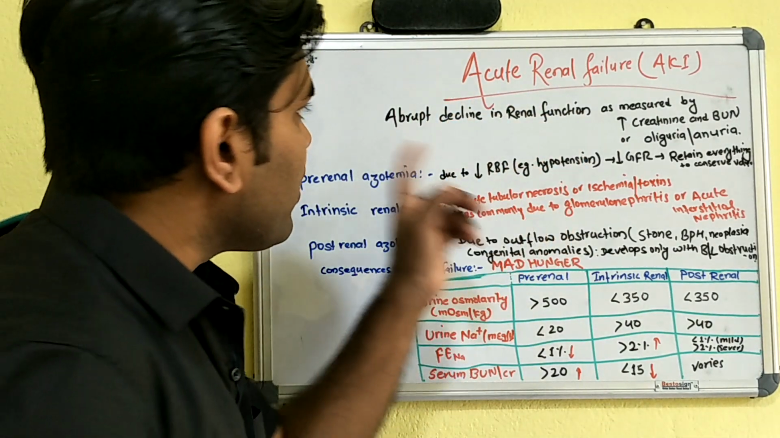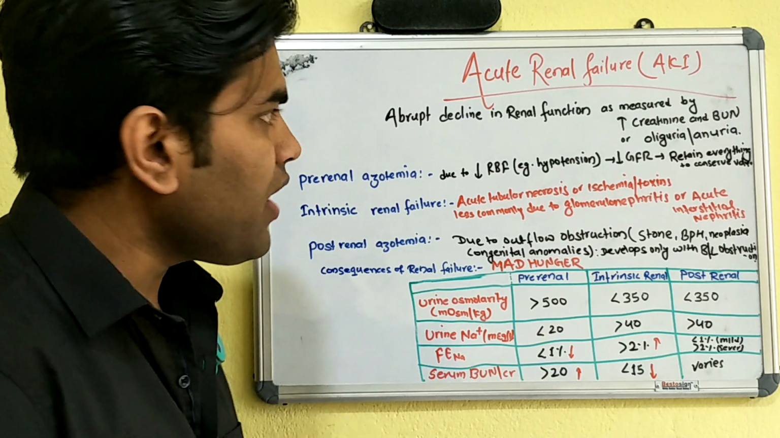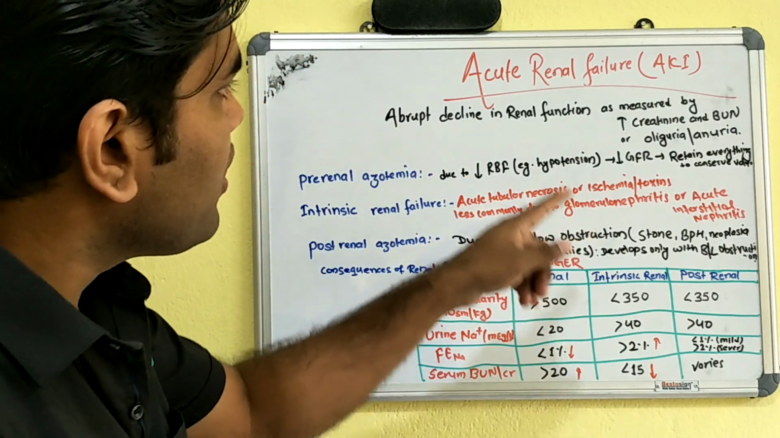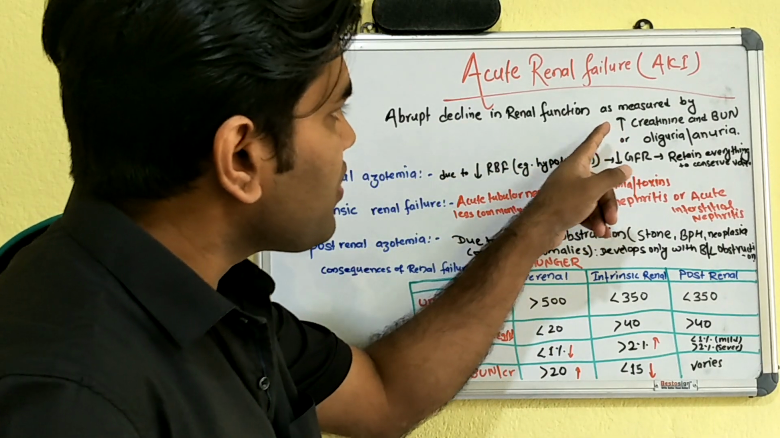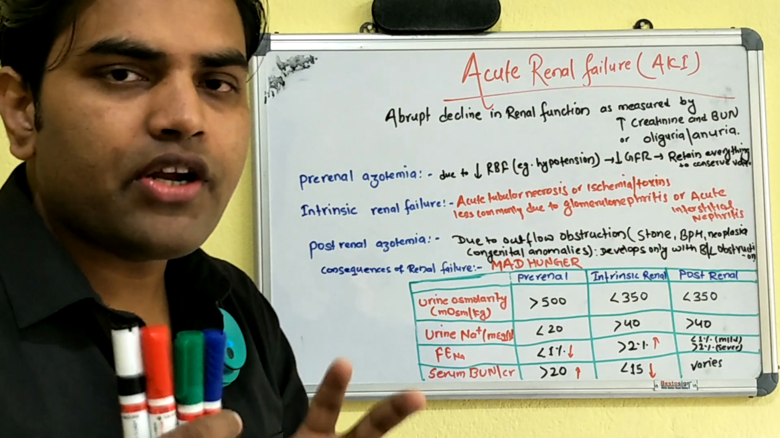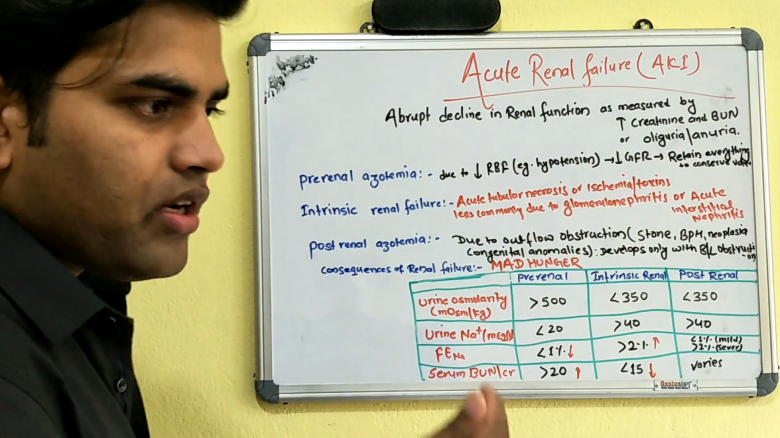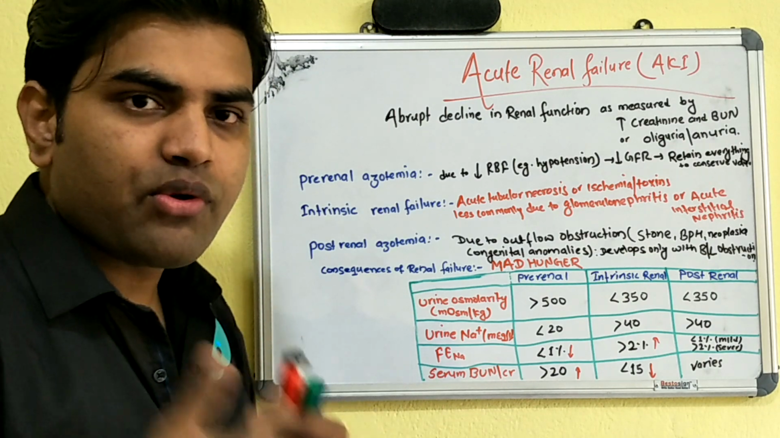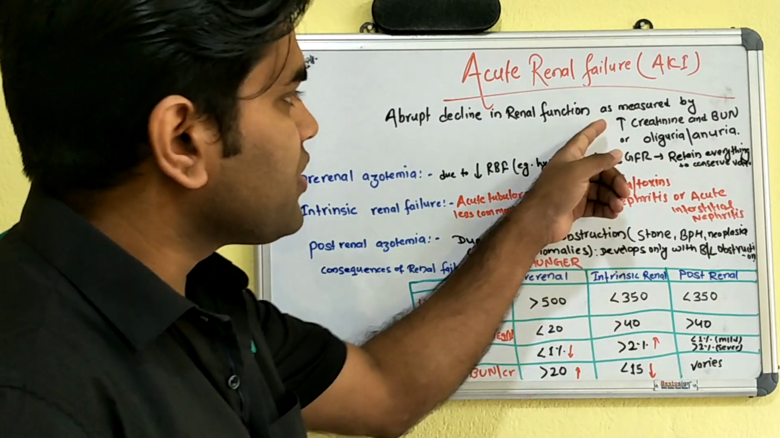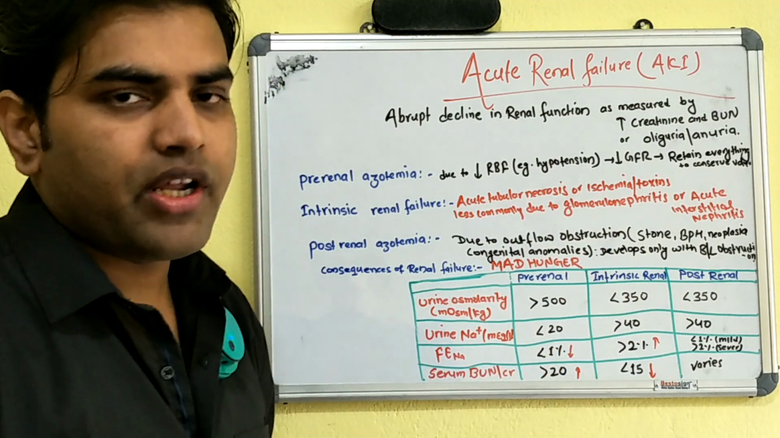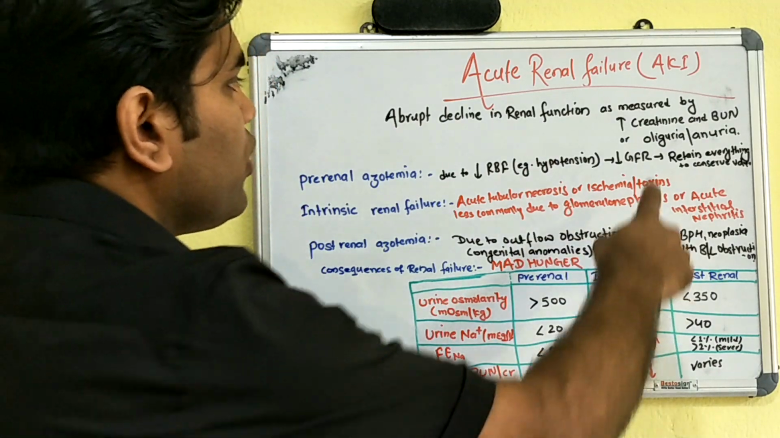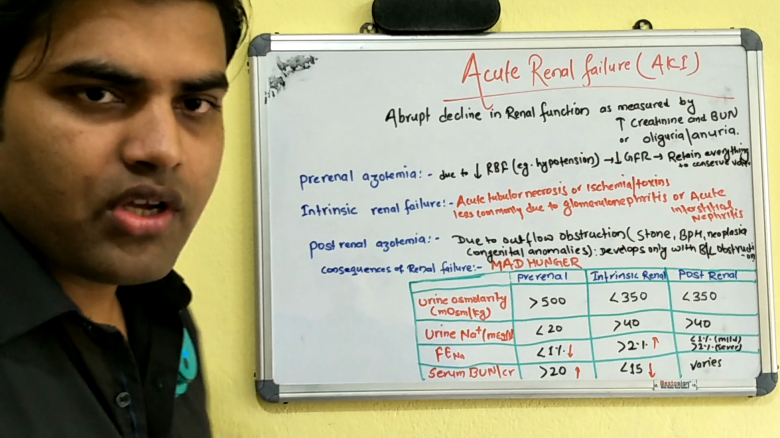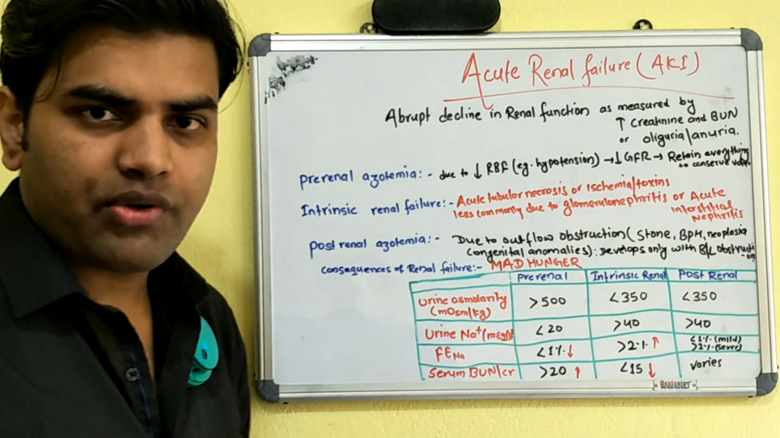So what is acute renal failure? Acute renal failure is an abrupt decline in renal function, as measured by increased creatinine and blood urea nitrogen. So suddenly kidney function has declined, and that will be measured by increased creatinine and blood urea nitrogen, or there will be oliguria or anuria, a decrease in urine or absence of urine.